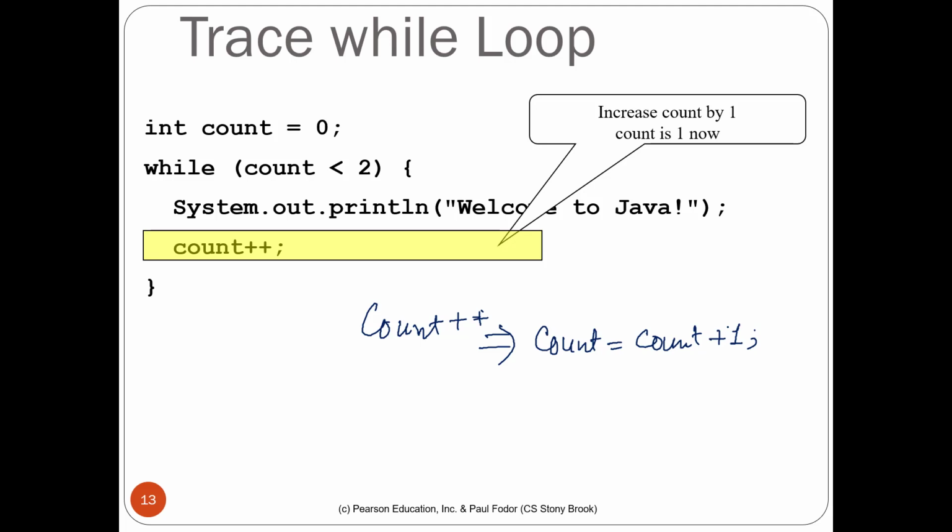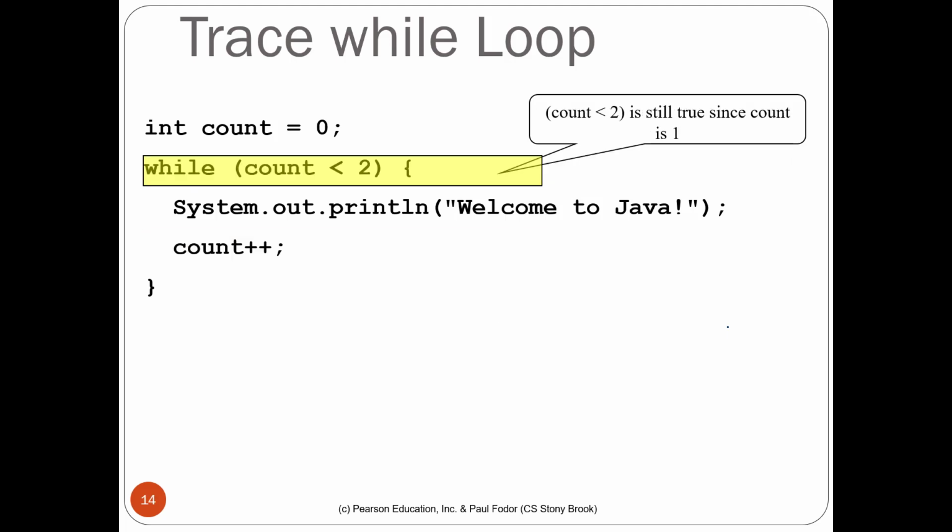So it's a while loop. After executing the whole body, you need to go back to the condition checking. Back to the while. Now, count is 1. Is 1 less than 2? Yes, that is correct. That means go again, right? You deserve to go inside the while one more time because the condition is true. 1 is less than 2.